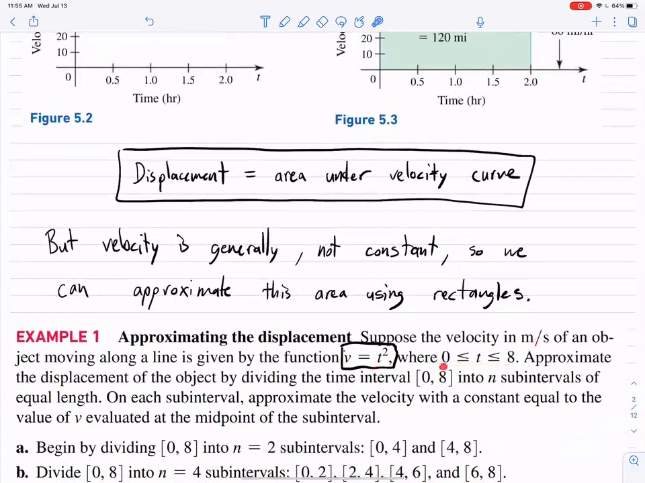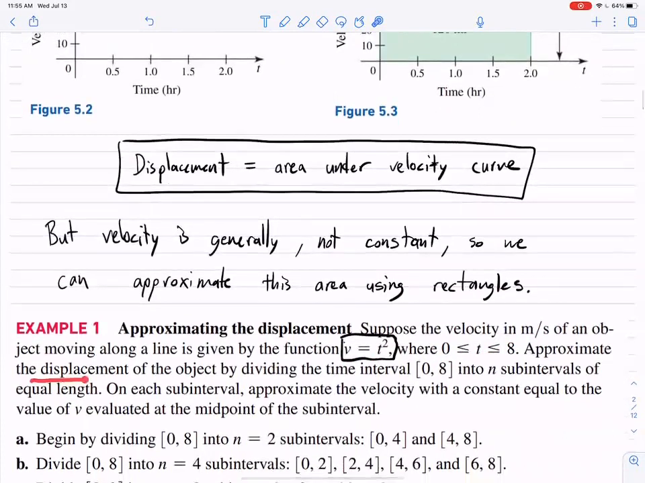So at t equals 0, it's going 0 meters per second. At 8 seconds, it's going 64 meters per second. And so it's really kind of increasing its speed. We want to approximate how far it traveled, its displacement in that interval, by chopping it up into n subintervals of equal length. We're going to approximate the velocity on each and then add them up.